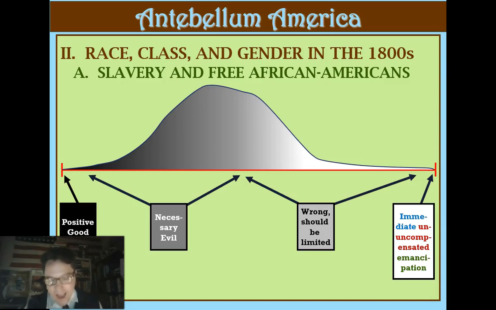Far on the other end of the continuum are the William Lloyd Garrisons of the world. They're the people who see slavery for the evil that it is, and they say every single enslaved person must be freed. That's emancipation. Today, immediate, without paying the enslavers anything, uncompensated. The result is immediate, uncompensated emancipation.